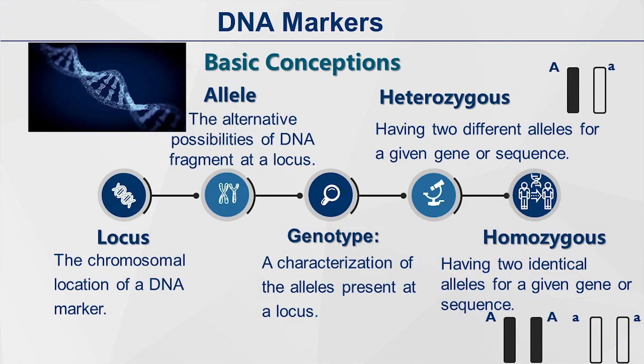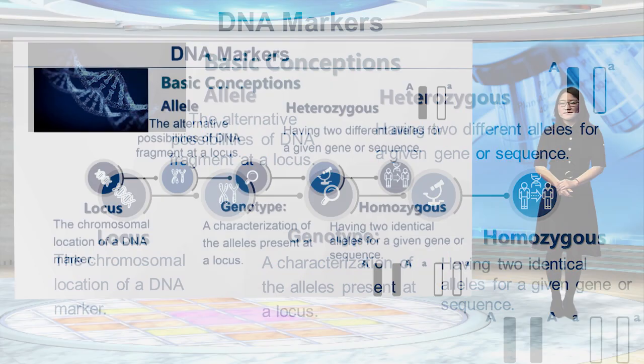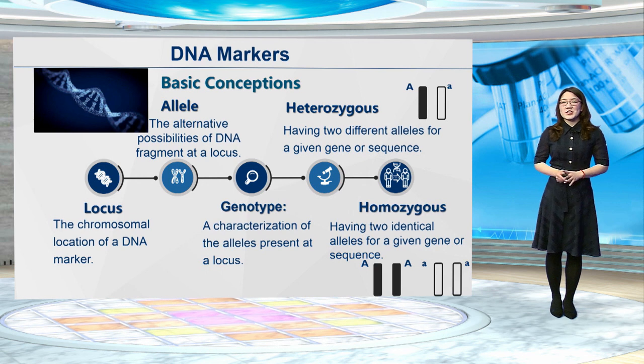When we talk about DNA markers, there are some basic concepts we have to know. The chromosome location of a DNA marker is commonly referred to as a locus. Through the Human Genome Project, thousands of loci have been characterized and mapped to particular regions of human chromosomes. The alternative forms of a DNA fragment at a locus are termed alleles. A genotype is a characterization of the alleles present at a locus.